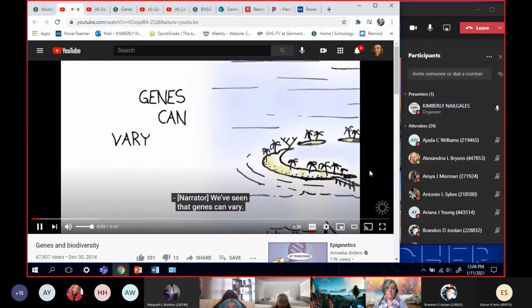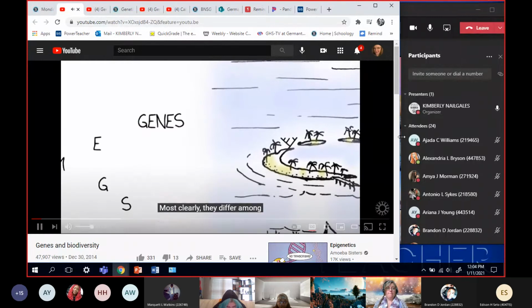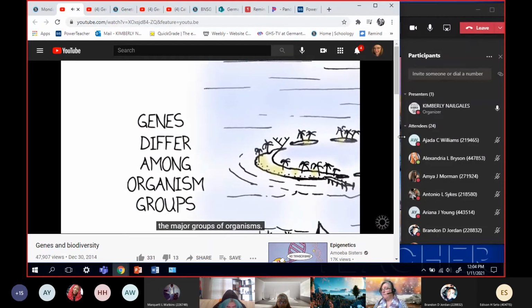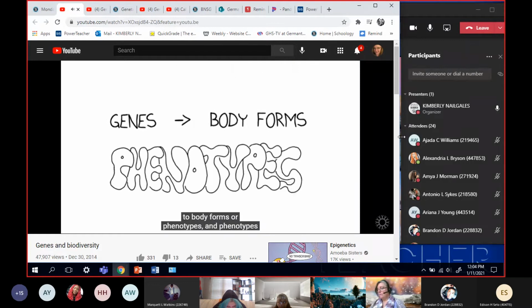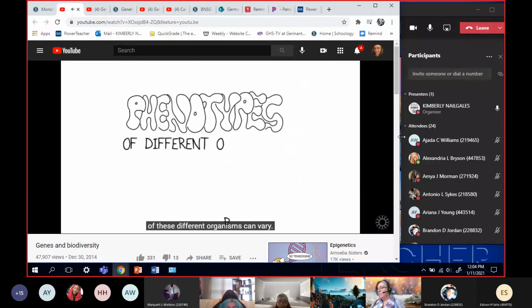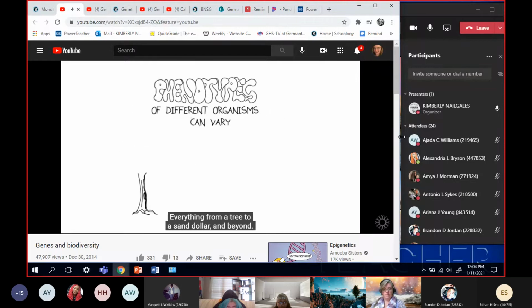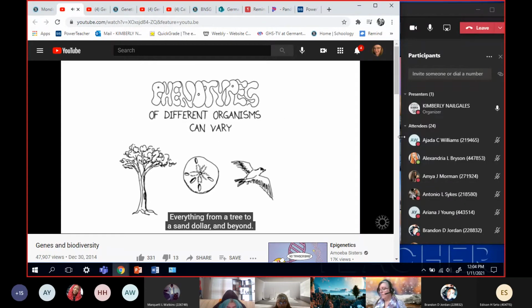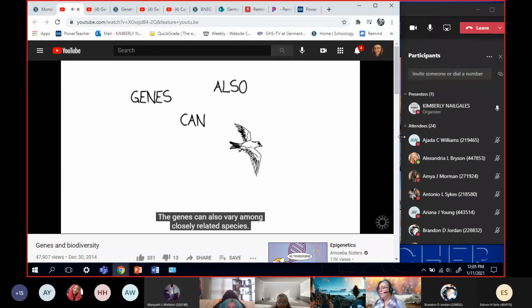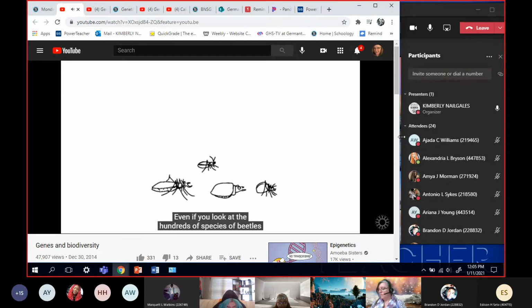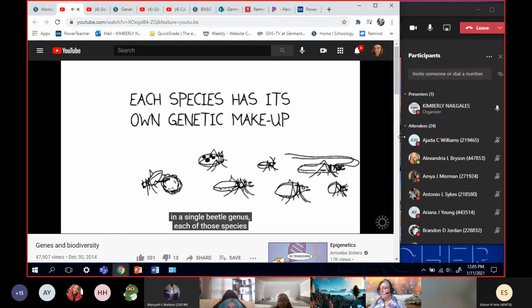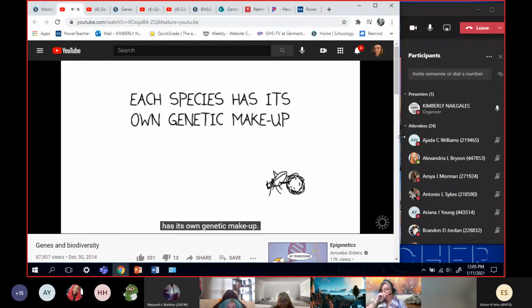We've seen that genes can vary. Most clearly, they differ among the major groups of organisms. That's evident because genes lead to body forms, or phenotypes, and phenotypes of these different organisms can vary, everything from a tree to a sand dollar and beyond. The genes can also vary among closely related species. Even if you look at the hundreds of species of beetles in a single beetle genus, each of those species has its own genetic makeup.